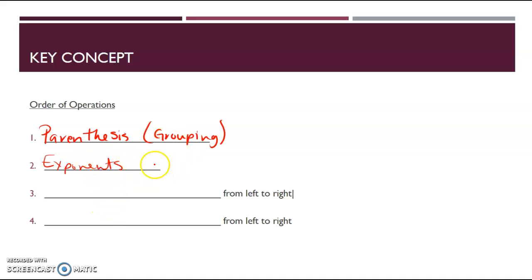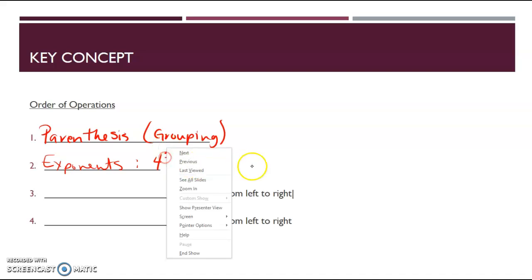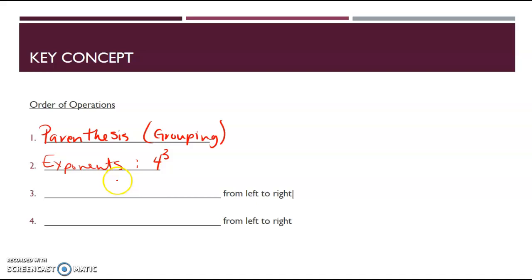An example of an exponent would be like 4 to the third power. Anything with that small number up above. Remember that means that is 4 times 4 times 4. Just a reminder on that one: that exponent means repeated multiplication.